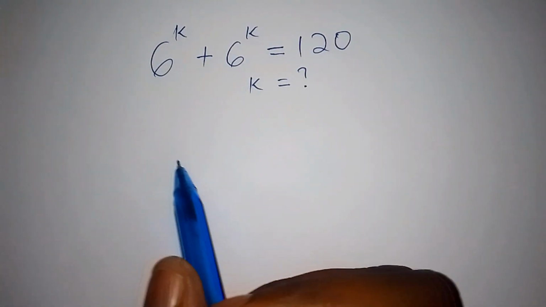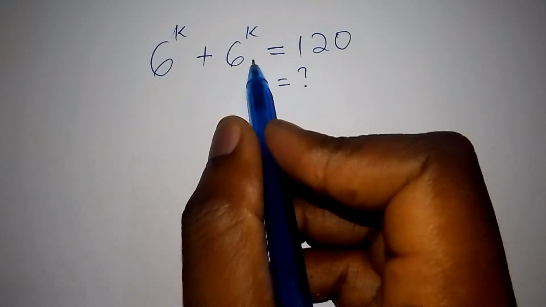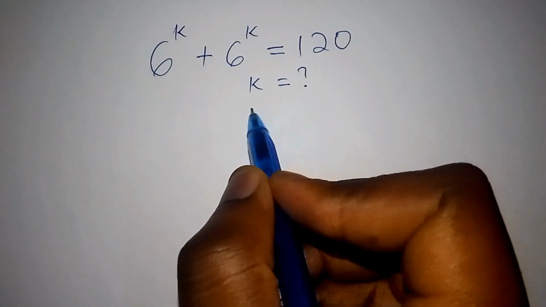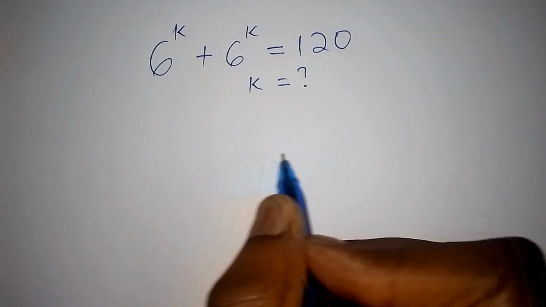So today I have a very interesting maths question here. We have 6 to the power of k plus 6 to the power of k is equal to 120. We are asked to solve for the value of k. We want to solve this maths problem within the shortest time possible.